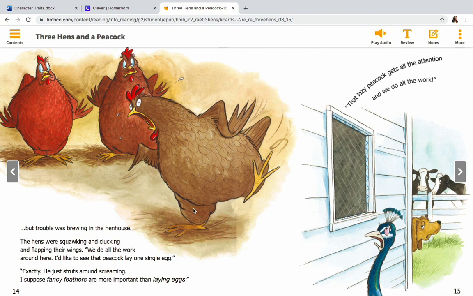So how are the hens feeling about the peacock being admired all the time?